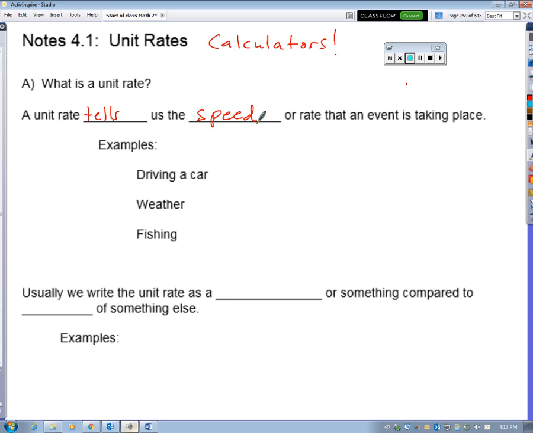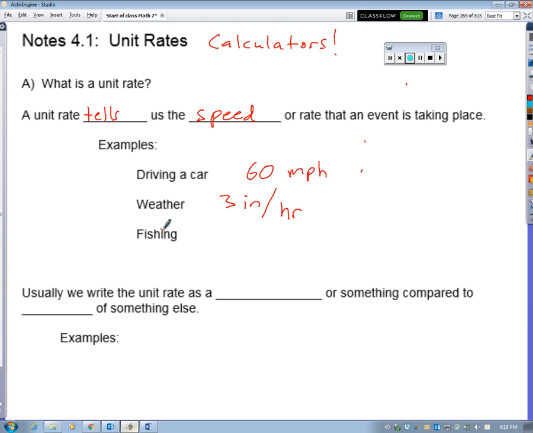Like, for example, if you're driving a car and they want to know what speed you're going, no one's going to say, hey, what was the unit rate that you were driving? Okay, we just don't use that in common language. What they say was, how fast were you going? And you can say, well, I was traveling 60 miles per hour. Or if you're talking about the weather and a meteorologist wants to know how much snow was falling, they may say something like, well, there was 3 inches of snow falling each hour. Okay, that's another unit rate.